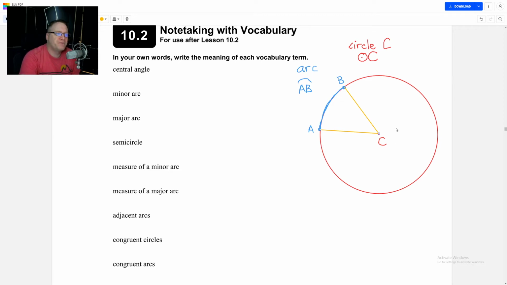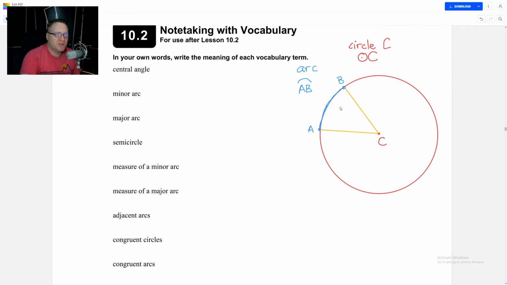Now, you should note that this line segment from B to C is a radius, right? Remember, what is the definition of a radius? We learned it last time. It's a line segment from a point on the circle to the center, all right? So B to C is a radius. Also, A to C is a radius, right? Because it goes from the circle to the center.